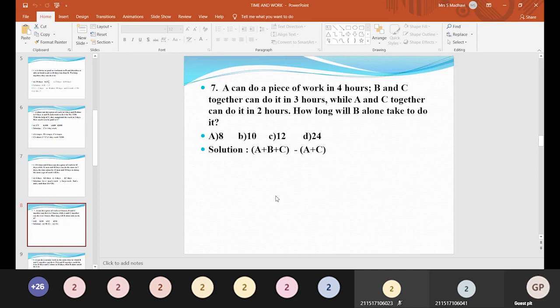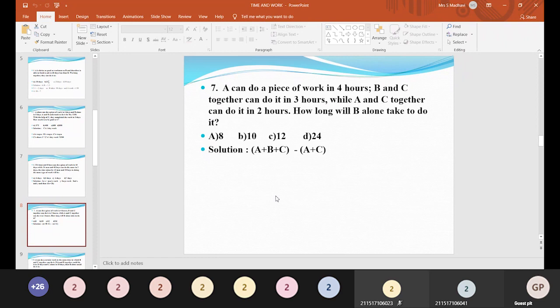See, A's 1 hour's work is 1 by 4. B plus C's 1 hour's work is 1 by 3. So A plus B plus C's 1 hour's work means 1 by 4 plus 1 by 3, which is equal to 7 by 12. Now B's 1 hour's work is equal to 7 by 12 minus A plus C's 1 hour's work. A plus C's 1 hour's work means 1 by 2. So we need to find B's 1 hour's work: 7 by 12 minus 1 by 2, and we get the answer 1 divided by 12. This is B's 1 hour's work. To find the total number of hours, we take the reciprocal, then it is 12.